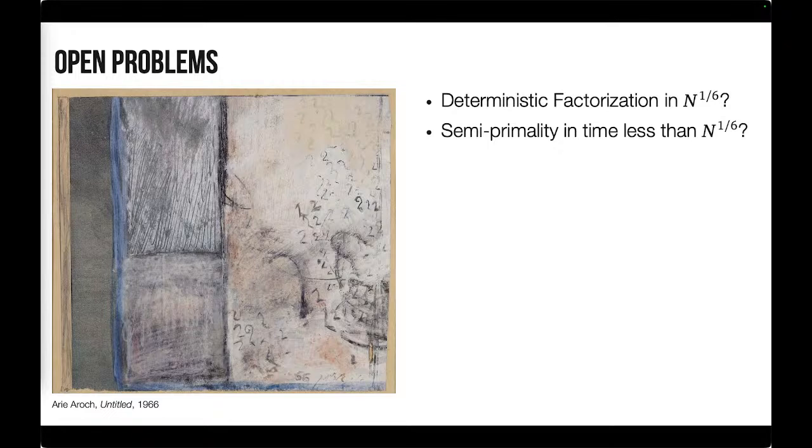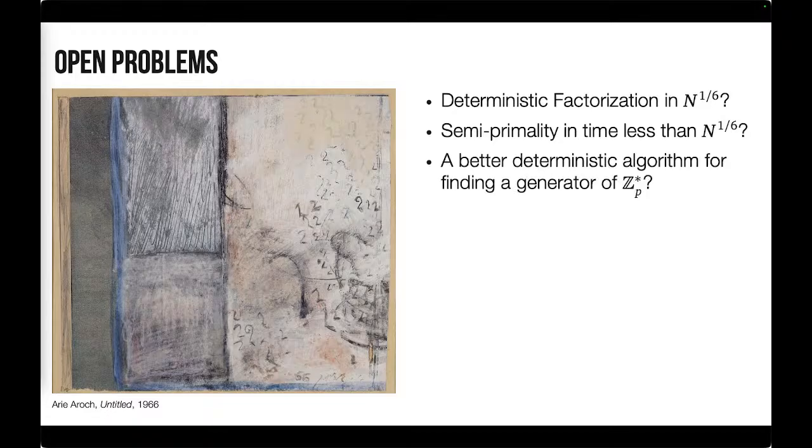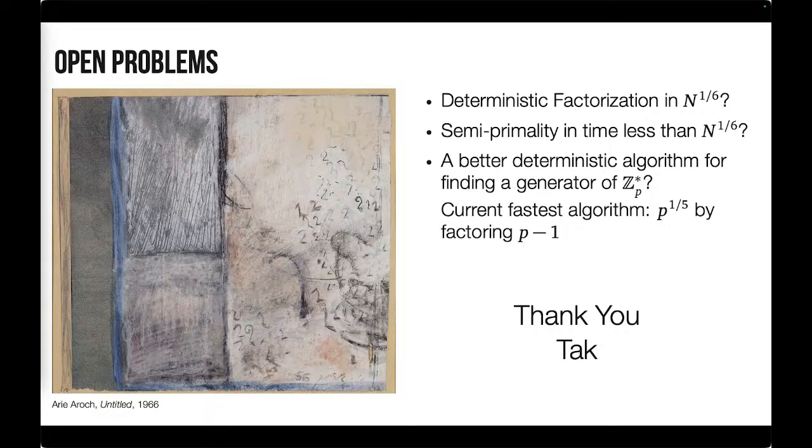And when n is a prime, the multiplicative group is actually cyclic. So you could hope to find a generator for the group. The best algorithm I know to find a generator starts by factoring p minus 1, which would take you time p to the 1/5, and continuing from there. So getting anything better than p to the 1/5 would be interesting. Yeah, all right, that's it.